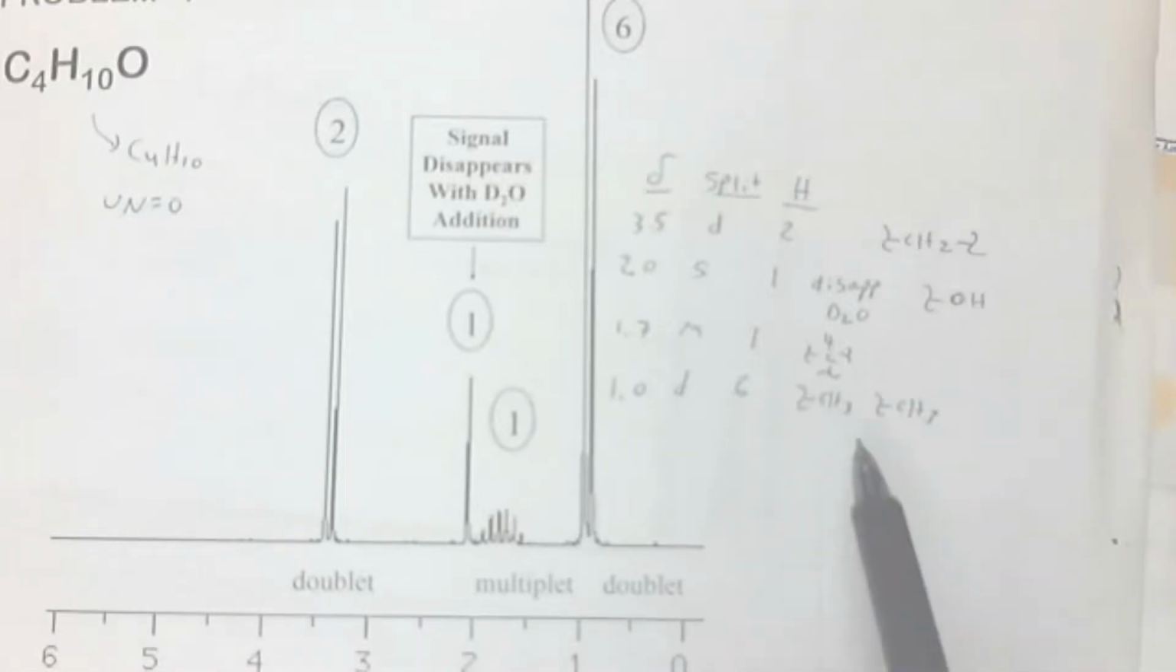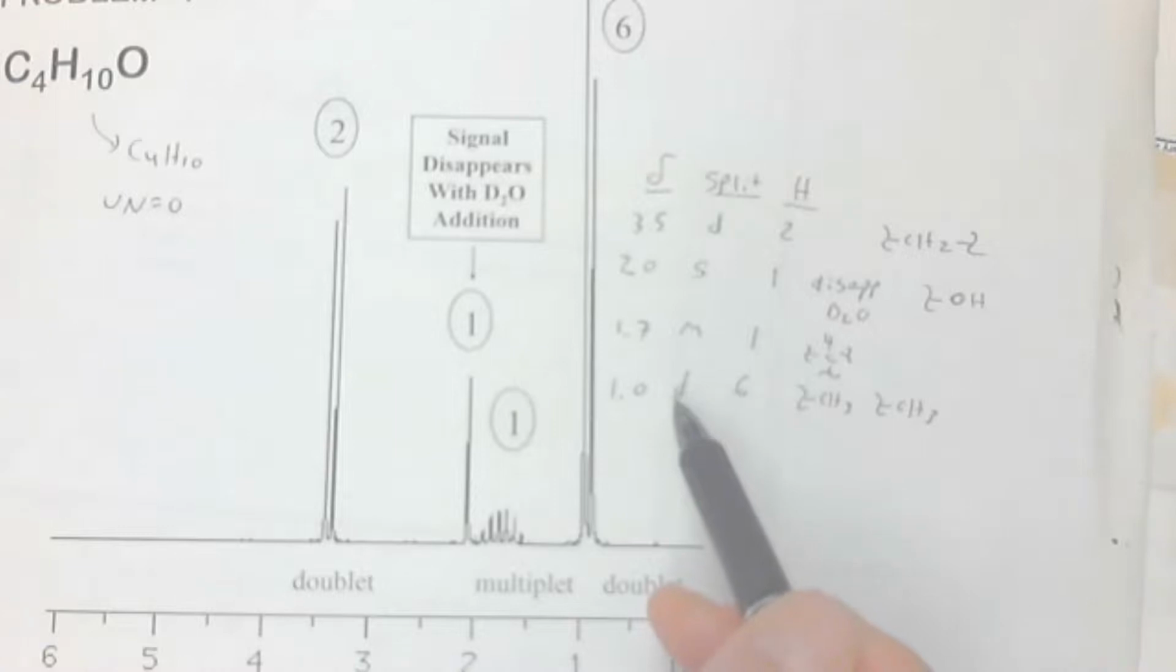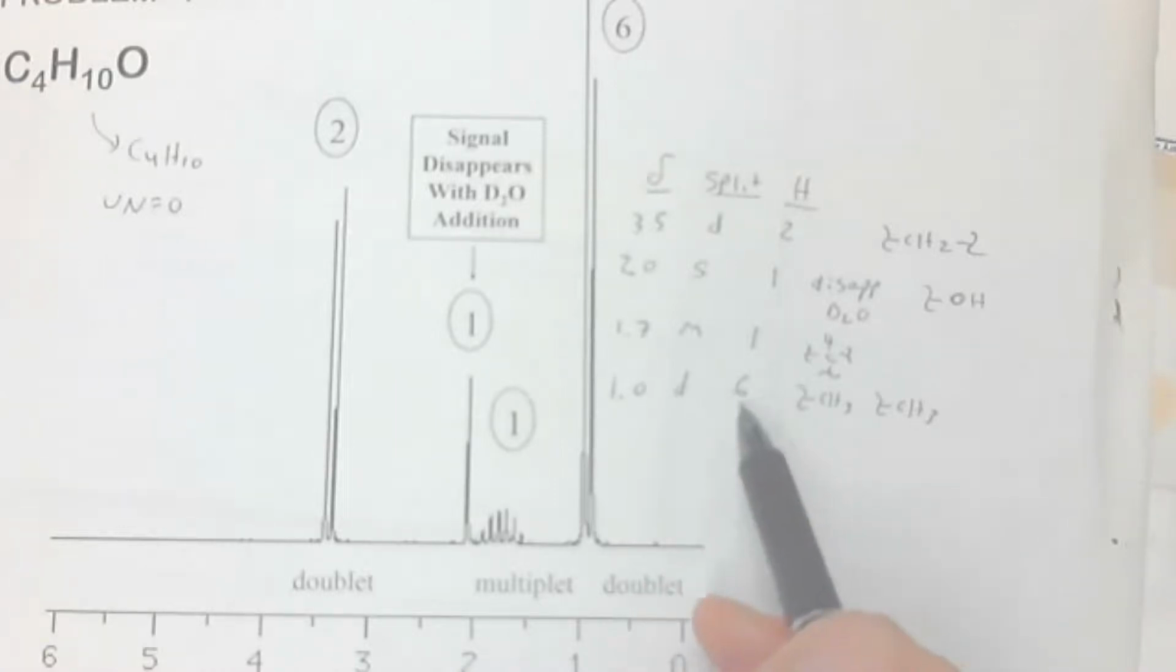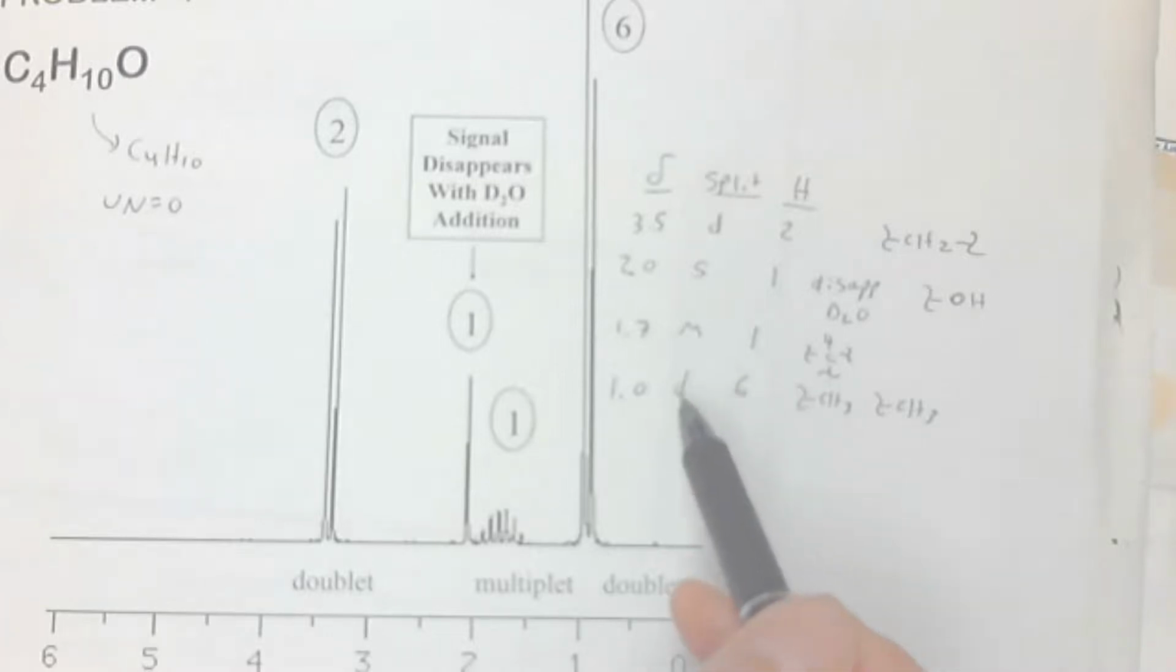Now we're going to start snapping things together, right? First you make your pieces, then you start snapping them. The doublet at 1.1 ppm, doublet, 6 hydrogens, you got CH. That immediately jumps out at me.